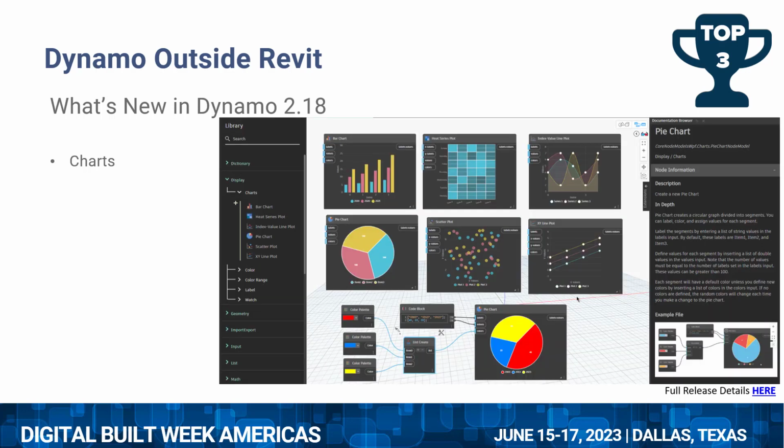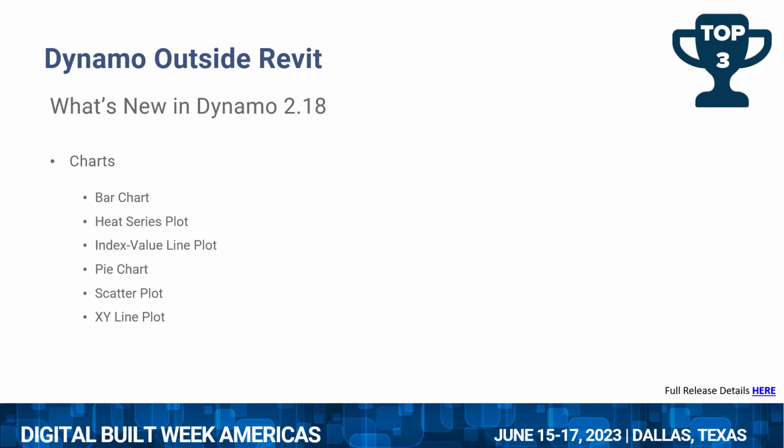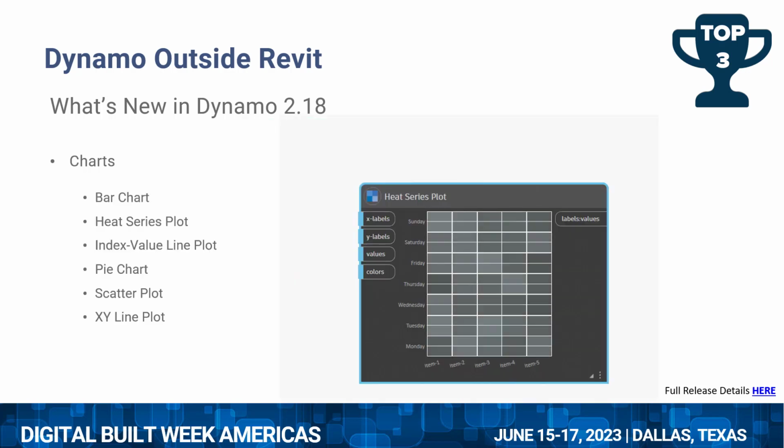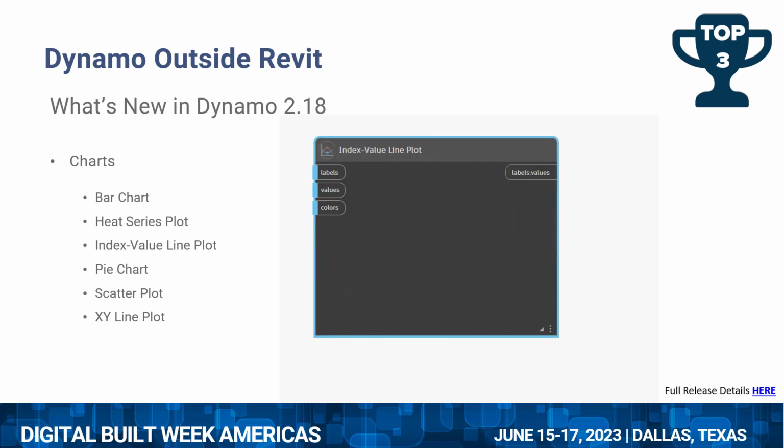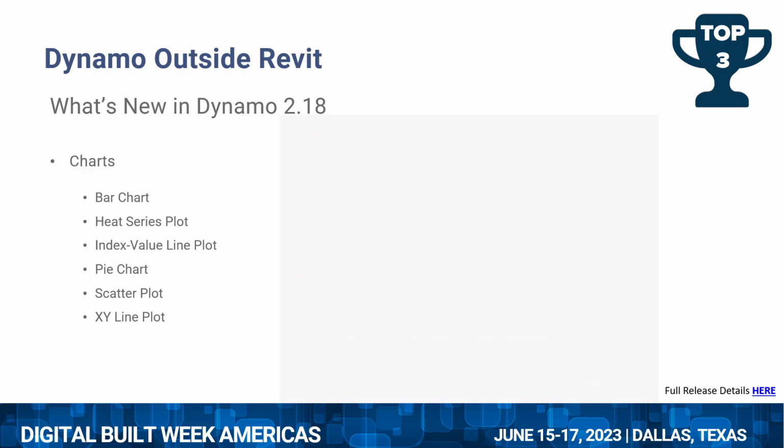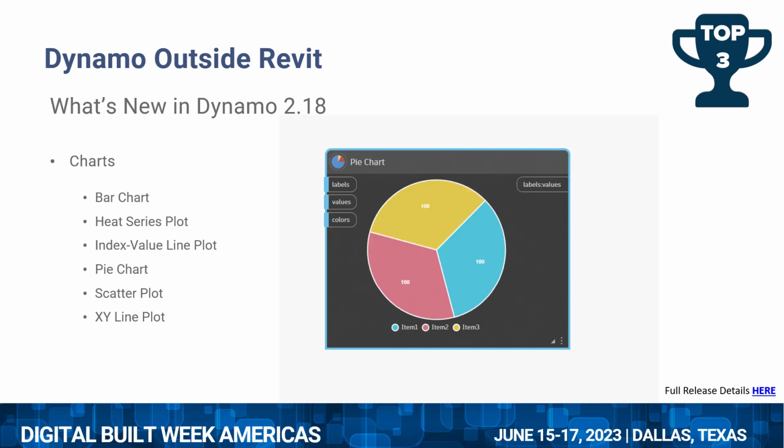So first is charts. This used to be a custom package, and custom packages are just a bunch of nodes that users create, package together, hence the name package, and they share with the community on something called the package manager. So this used to be a package called the node model charts, and it's a way to get 6 different charts inside of your graph that are web-based. As we can see here, bar charts, heat series, you can see the list here. I won't read them all off, but it's really super cool.